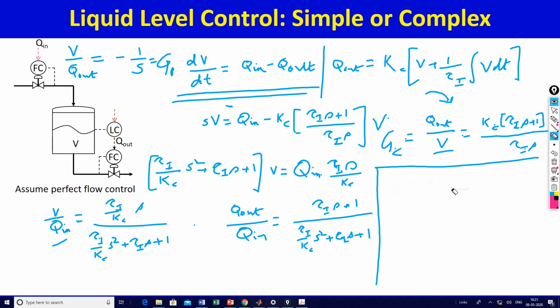The other thing that I wanted you to note is that many a times it is useful, that's the way I like to look at things, to say that tau I is equal to A times tau, where tau is the residence time. So tau is equal to the steady state holdup divided by the steady state flow through the tank.